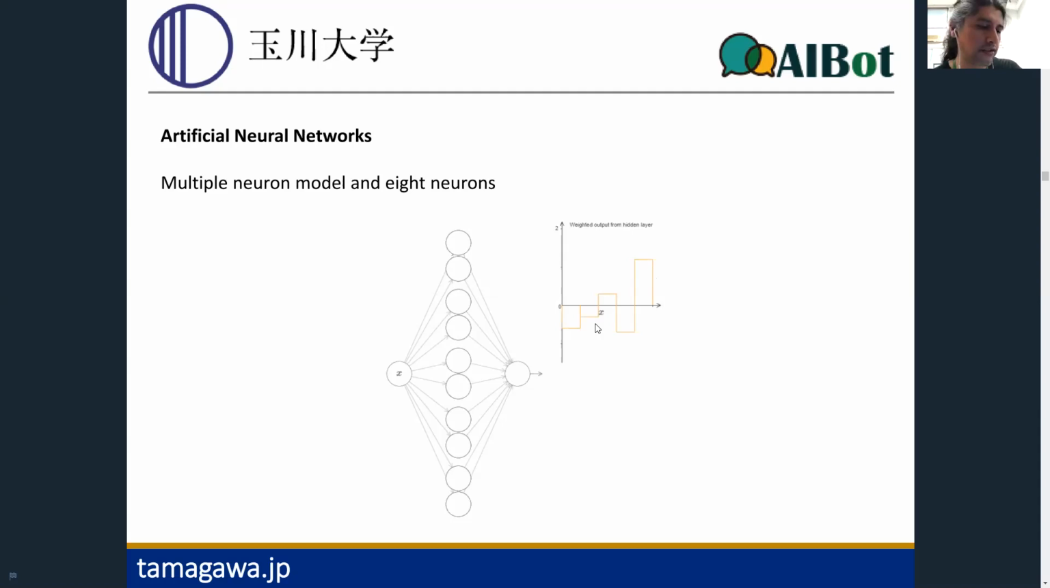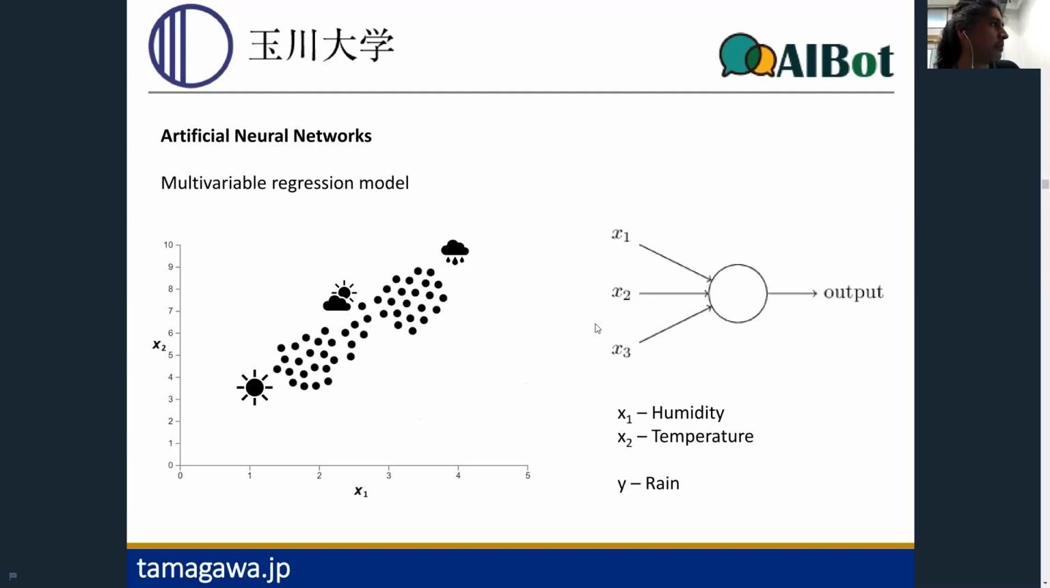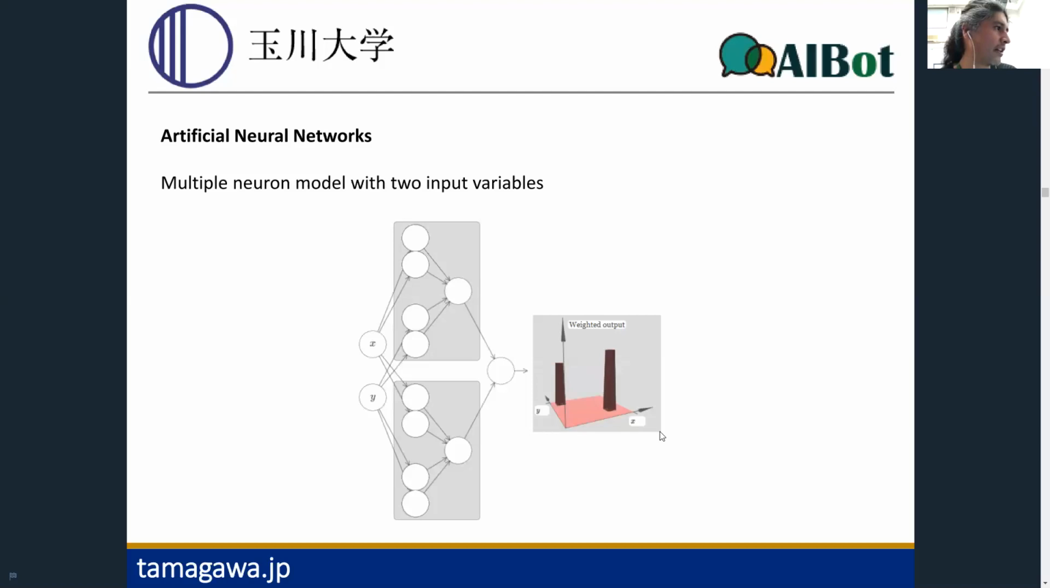powerful. We can have multiple variables as input data, so we can create more complex models. So we can have humidity and temperature as the input to predict the rain. We can have as many inputs as we want, and we can have a 2D representation, 3D representations, and a space representation.